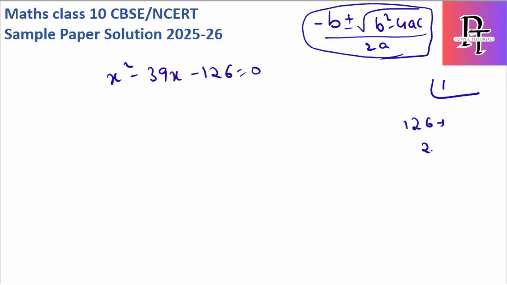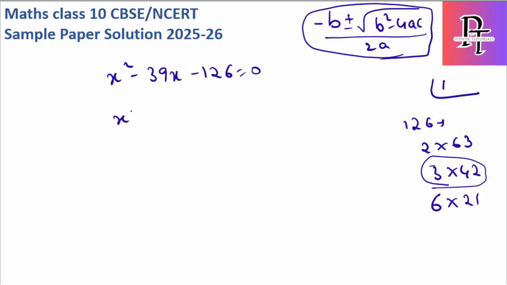I can write it as 2 into 63, 3 into 42. 3 fours are 12, 3 twos are 6, 4 will not happen, 5 will not happen, 6 twos are 12, 6 ones are 6, and so on. But here itself, if you notice, 3 and 42 is enough to get 39.